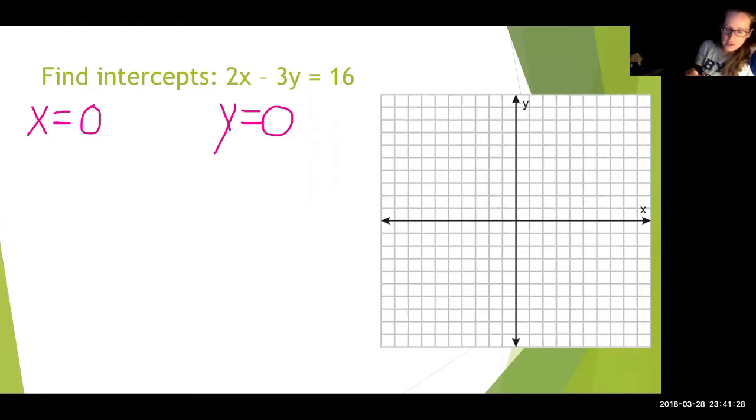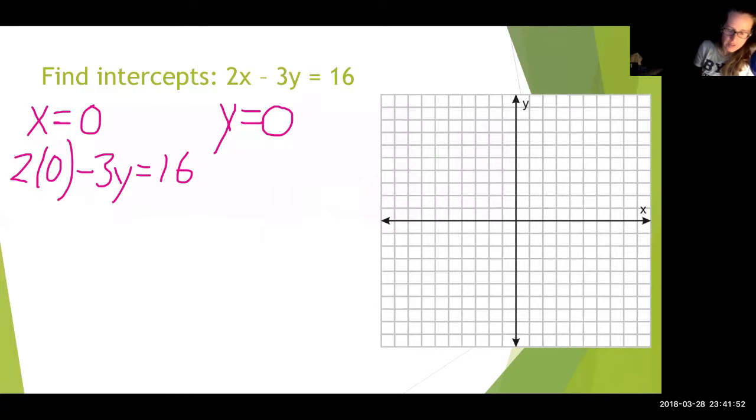So to find the intercepts, we just need to plug in x is equal to 0, solve for y, and then we'll have that point. And then we have to plug in y is equal to 0, solve for x, and then we have that point. So we just need to do some math here twice. So let's do the first one. X is equal to 0. 2 times 0 minus 3 times y is equal to 16.